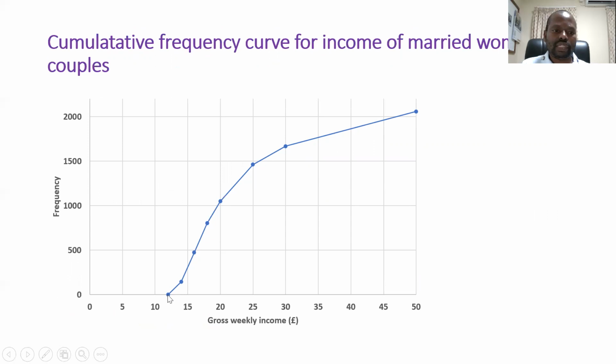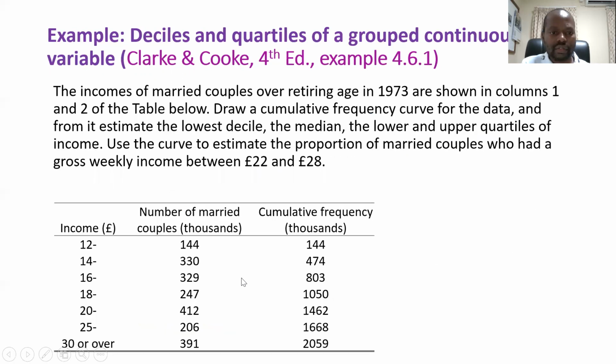This point is 11.99, somewhere here is 13.99, and I think this should be 16.99. So this is now 0 on the y-axis, then 144, and this should be close to 500, that is 474. So 144, 474 is the second value, and the first value is 0 there.